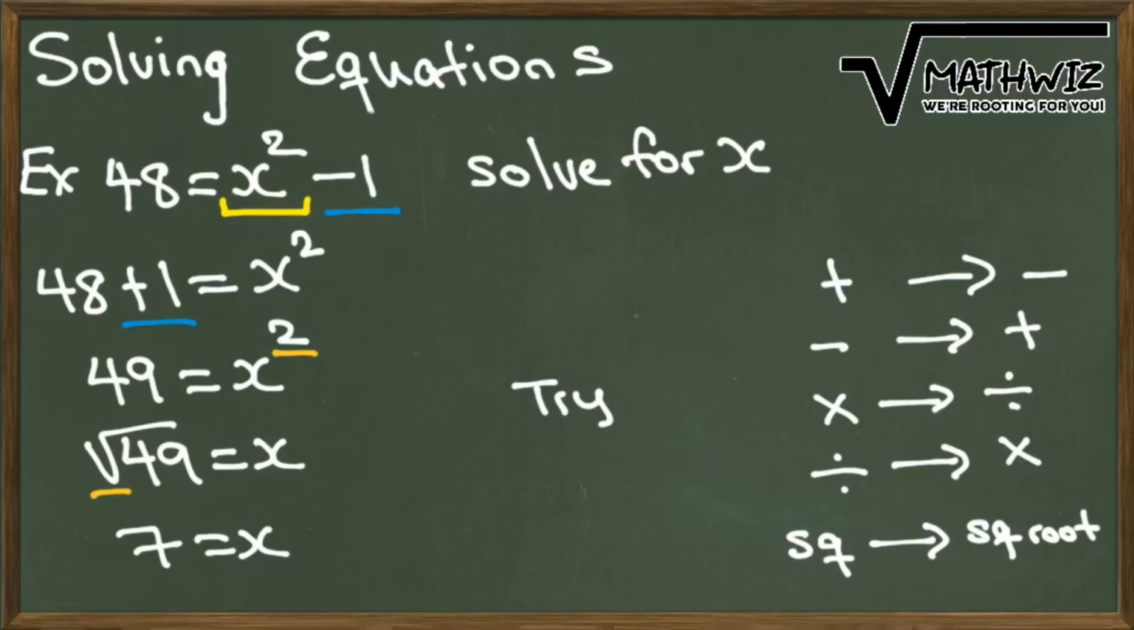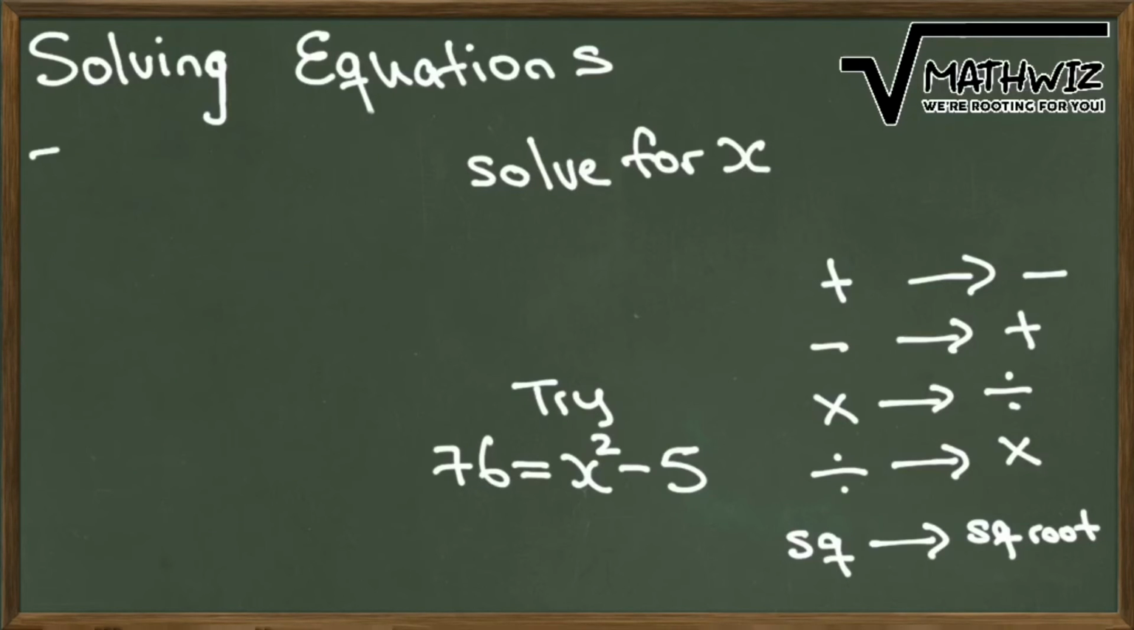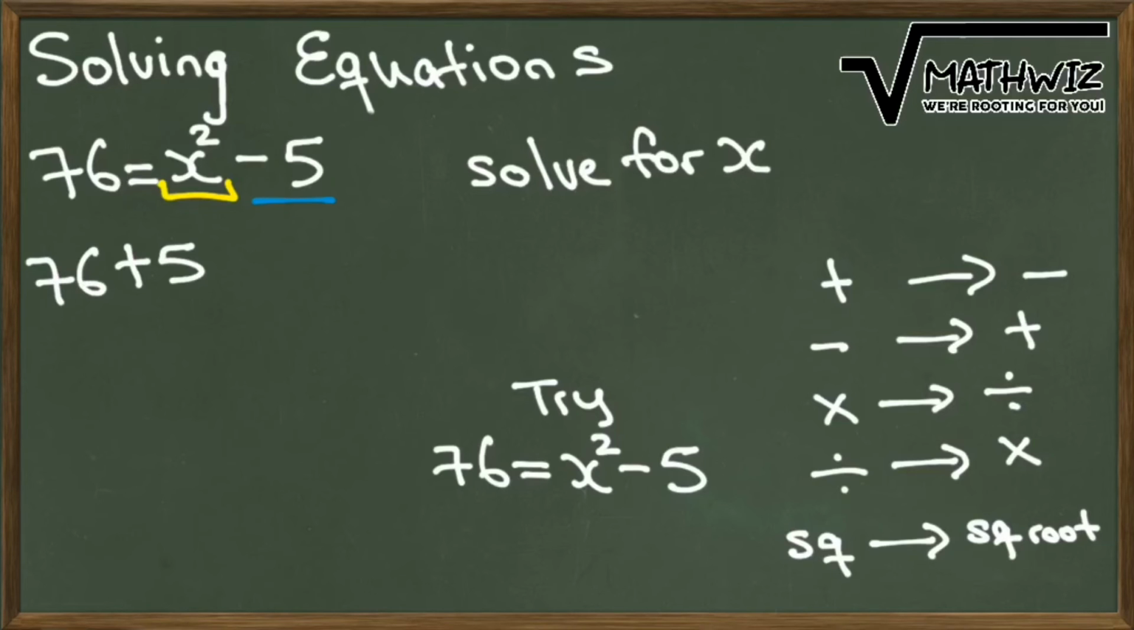Okay, so the question that you are going to try on your own is going to be, so you can simply pause the video, work it out, and then press play for the solution. Okay, so we have 76 is equal to x squared minus 5. Again, locate your x. Then the -5, when you take it to the opposite side, you are going to add.